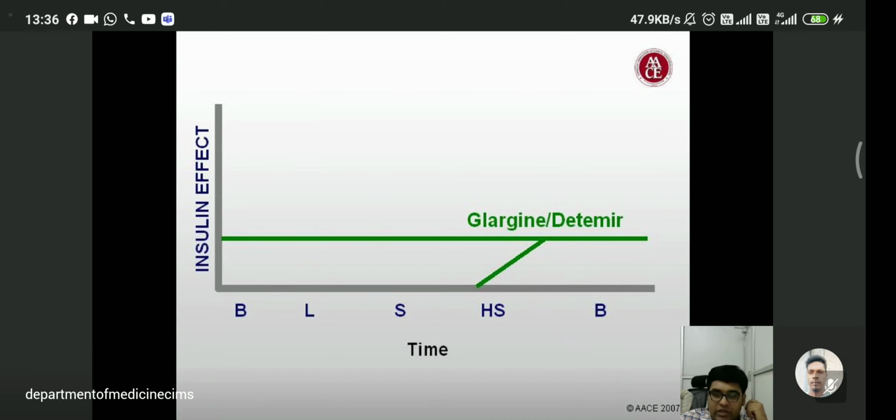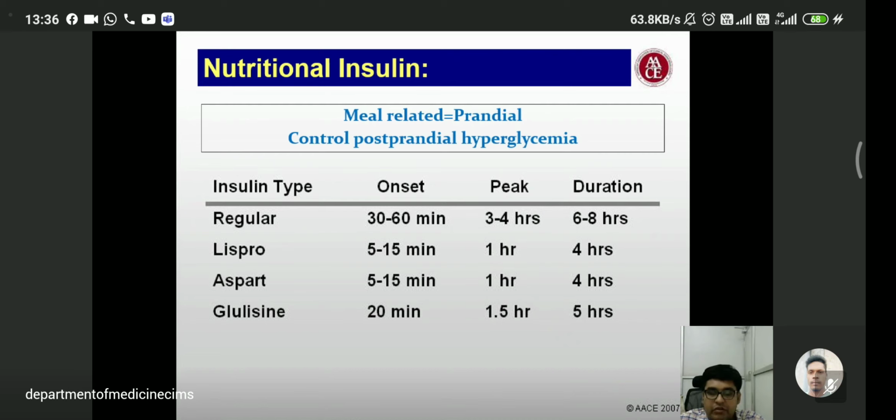Next, nutritional insulin. These are meal-related. You have to take this insulin with food. So if you give insulin, the patient has to take the food. It means we have to give it before breakfast, before lunch, or before dinner. The meal should be ready, prepared, and kept in front of the patient. Then we give the insulin and the patient takes the food.